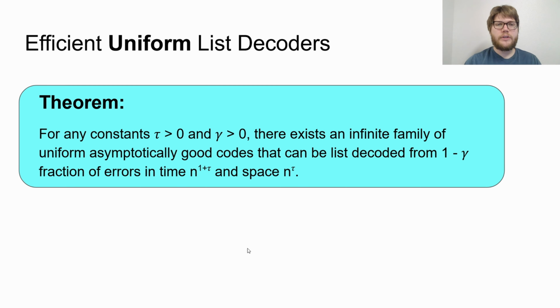And our main result is that, in fact, there are efficient list decoders. For any time that's an arbitrarily close to linear polynomial, any space that's an arbitrarily small polynomial, and any distance that you want to list decode from, there is an asymptotically good code that can be list decoded from that distance in that time and that space. And in fact, these are just Reed-Muller codes. We find efficient uniform list decoders for Reed-Muller codes.